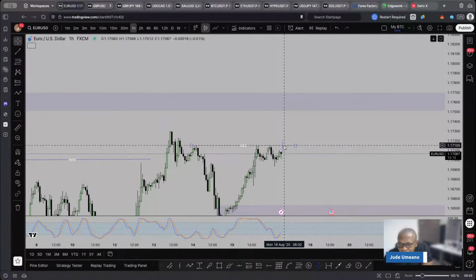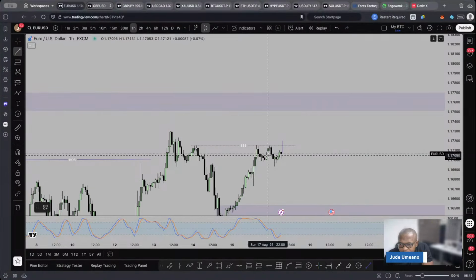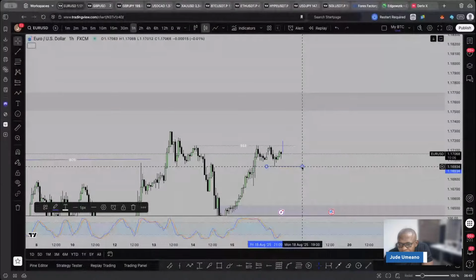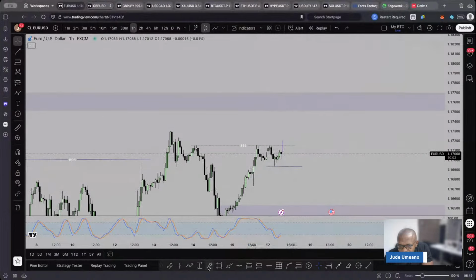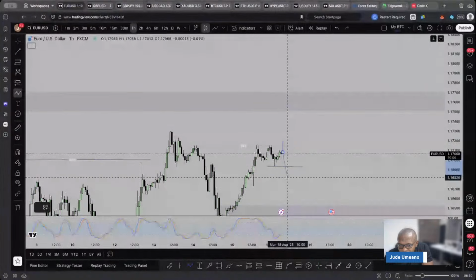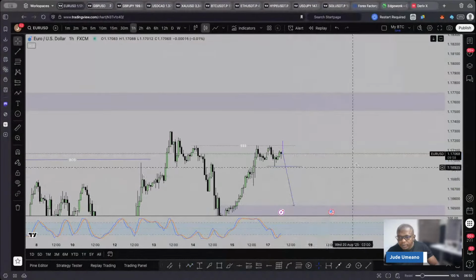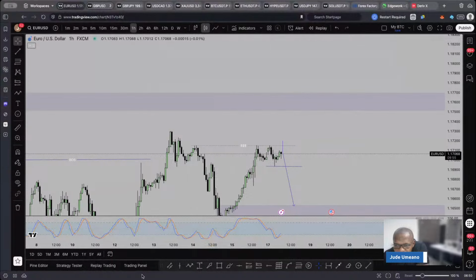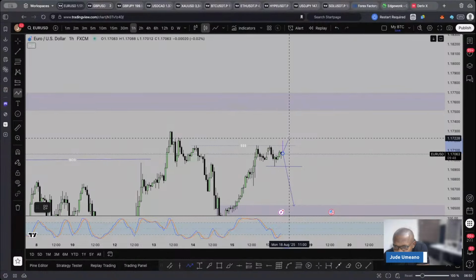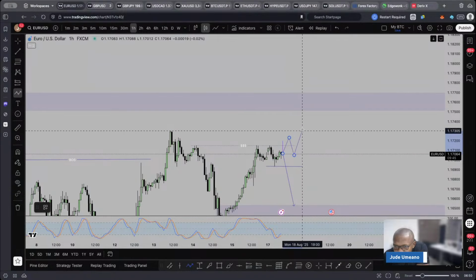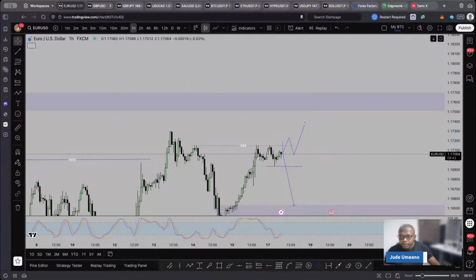If I have just a wick sweeping the liquidity, and we have this particular point broken, we're going down. It means that we are going down this way. However, if we have it broken with a candle body, not a liquidity sweep, then we want to go higher. So this basically forms the basis of my trade today.